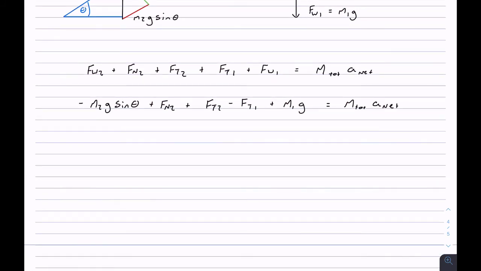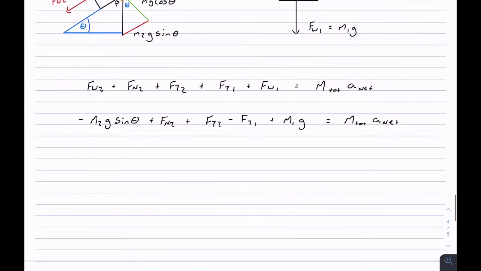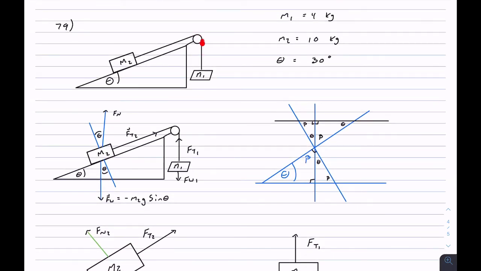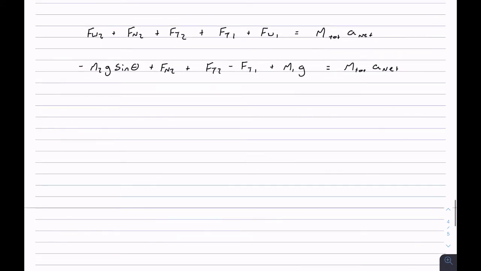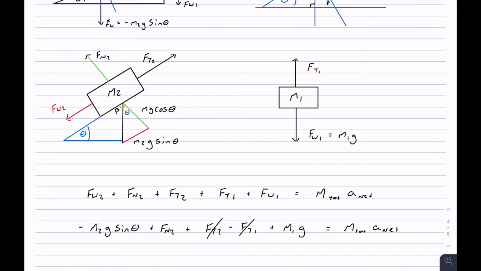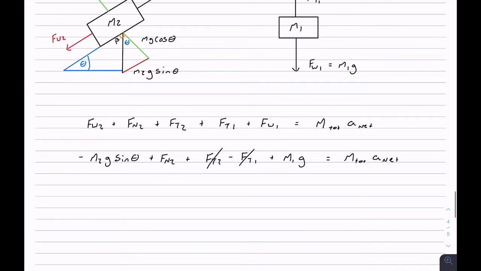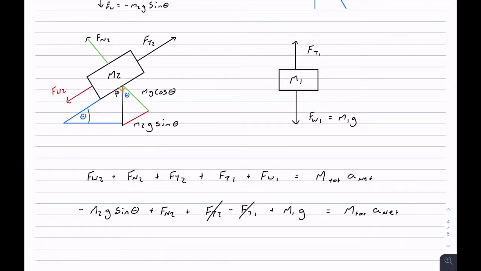Okay, so let's recall also from earlier when we had our pulley problem that the tension forces were equal, because otherwise this rope would break, right? So these are going to cancel each other out, which is good. We want that to happen. We're trying to simplify this problem, so those go away. Okay, so we still have this Fn2, and we need to figure out where that's going to go.